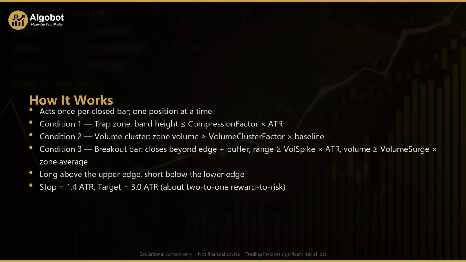Risk is ATR-based, so it self-scales to the instrument. The stop-loss is placed 1.4 ATRs against the entry, and the take-profit is set 3 ATRs in favor, giving a reward-to-risk of roughly 2 to 1. And note that ATR is measured on the bars before the breakout bar, so the spike is judged against the quiet zone, not against itself.